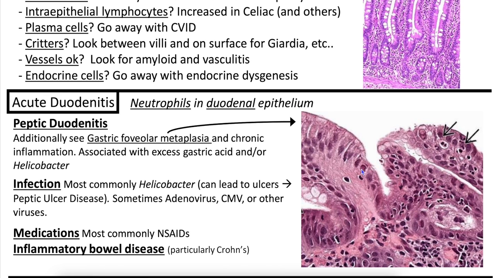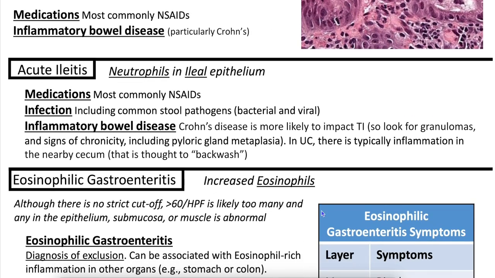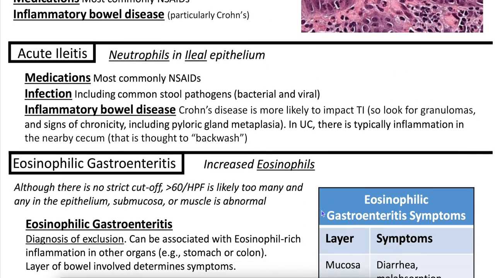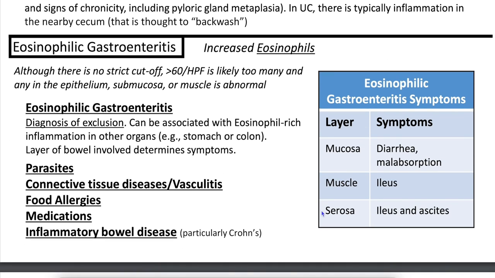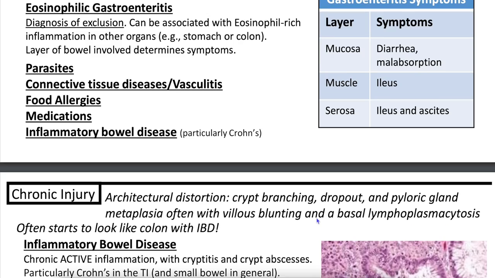Infection, think about Helicobacter, adenovirus, CMV, viruses, MEDs, NSAIDs, IBD, particularly Crohn's. Acute ileitis, think about MEDs, infection, and IBD. Eosinophilic gastroenteritis, greater than 60 per high power field. Eosinophilic gastroenteritis, parasites, connective tissue diseases, vasculitis, food allergies, MEDs, IBD.